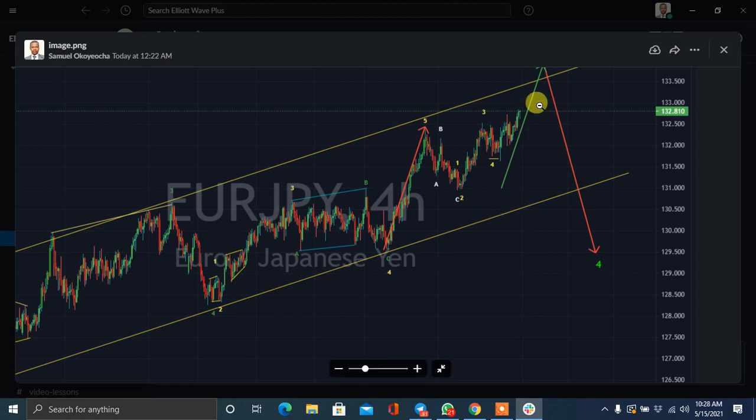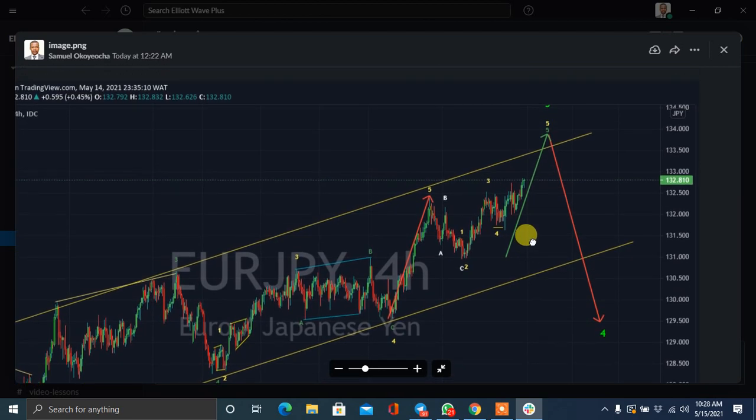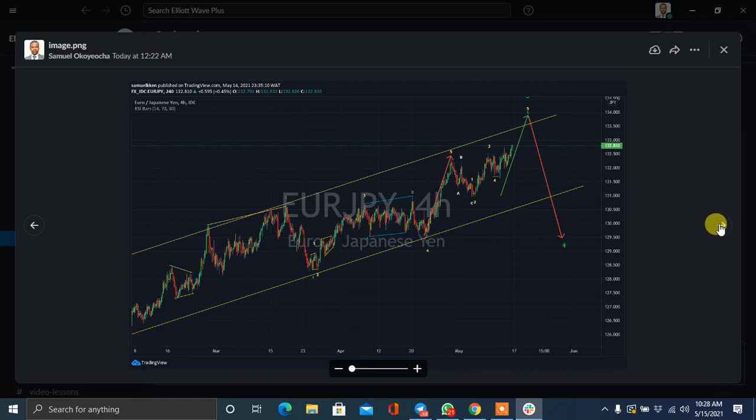Euro JPY, we are getting to our destination. So we watch for whether we have an A, B, C to buy or not. Buying from here doesn't make sense. Let me check 1 hour.